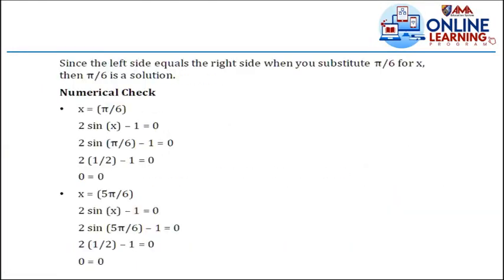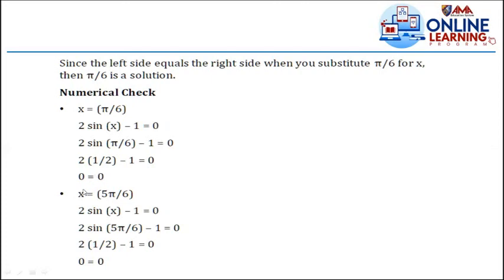Okay? So, next, since the left side equals the right side, when you substitute pi all over 6 for x, then pi all over 6 is a solution. Okay, numerical check. x is equal to pi all over 6. 2 sine x minus 1 is equal to 0. 2 sine pi all over 6 minus 1 is equal to 0. Sine pi all over 6 is equal to 1 half. So 2 divided by 2 is 1 minus 1. 0 is equal to 0.